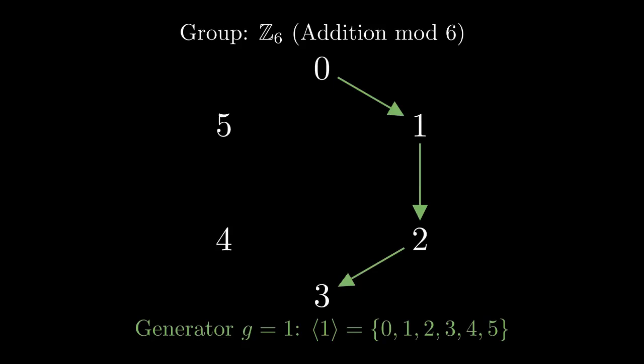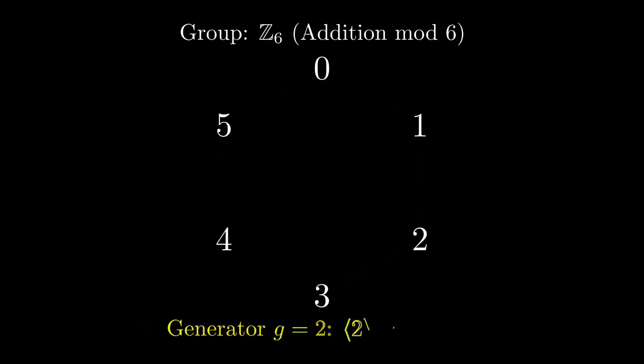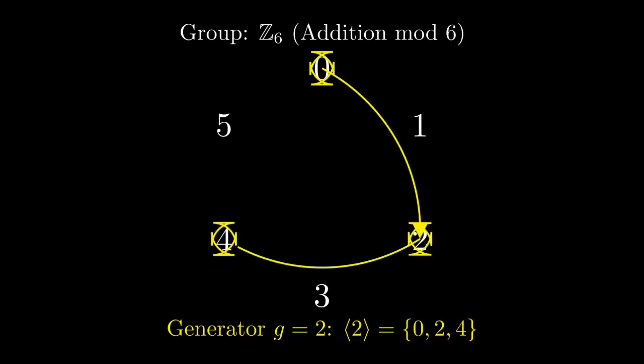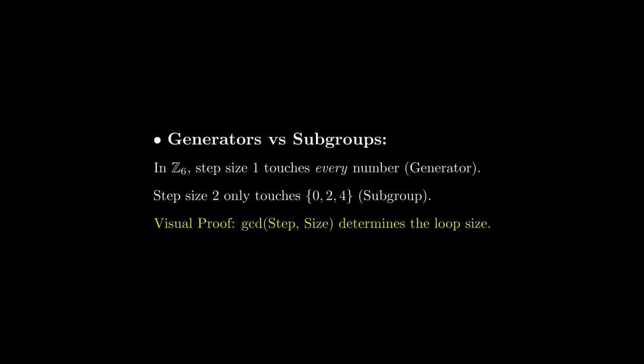Consider the group Z6 under addition. If we take the element number 1, this is a generator, because by repeated iteration we can get all the elements of the group. But if we choose an element that is not 1, we get a subgroup, like number 2. In Z6, step 1 touches every element, but step 2 only touches 3 elements, which is a subgroup.